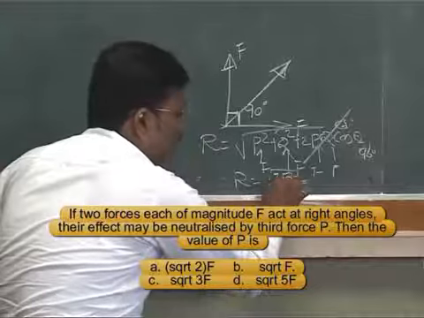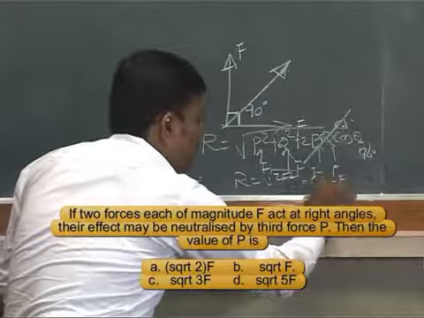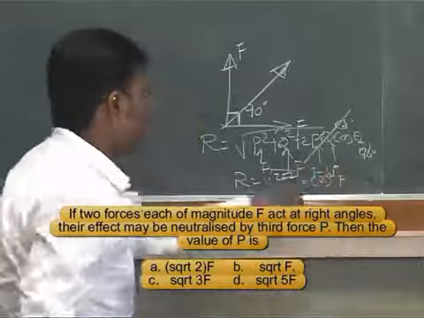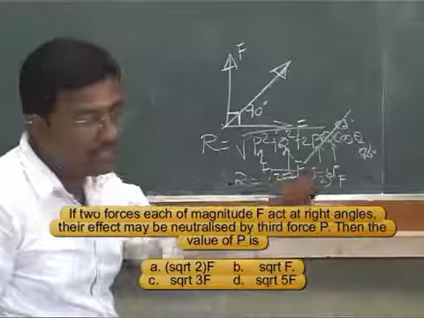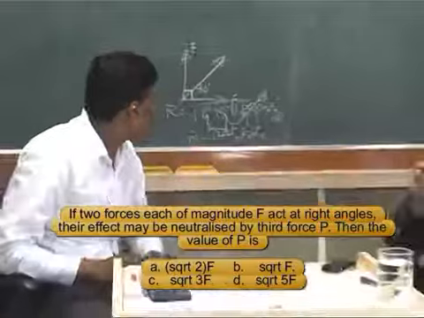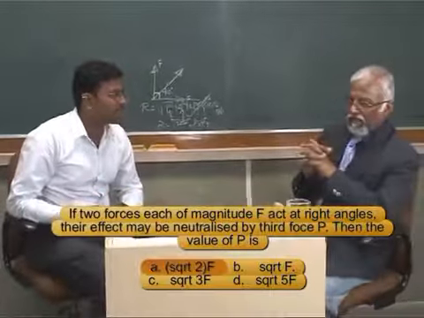When we take the root, the square root of F square is nothing but F, and the square root of 2 is nothing but 2 raised to half. So I think the first option, square root of 2 multiplied by F, is the correct answer.